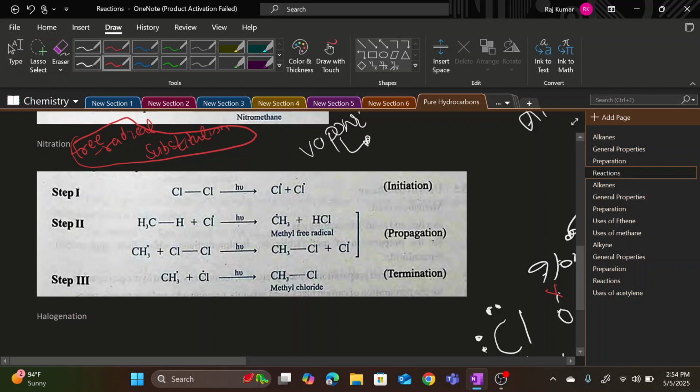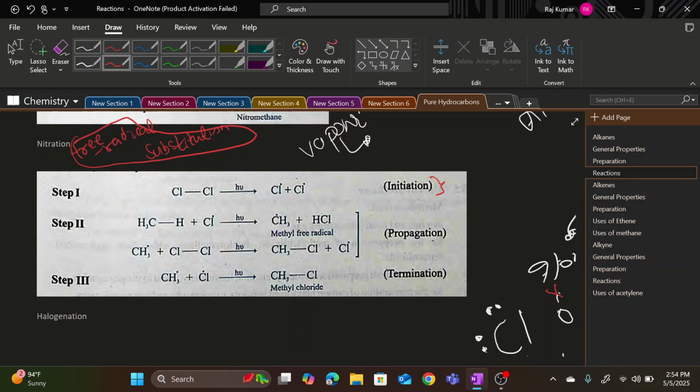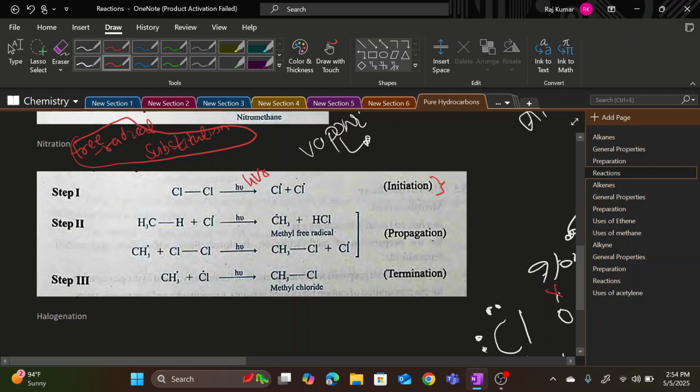There are three major steps of substitution. Number one step of substitution is initiation, which means that we are going to perform a homolytic fission, where we are going to provide UV rays. I provide UV rays, indicated in the form of h nu, and when I provide UV rays, homolytic fission will happen, and there would be chlorine free radicals formed. Now what actually happened is the process initiated, chlorine free radicals are formed. Second step is propagation.